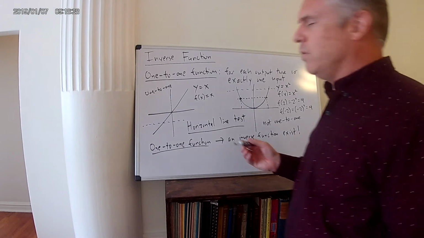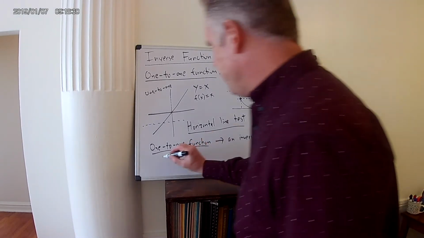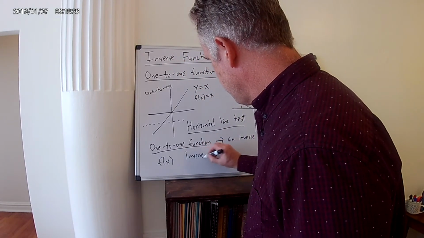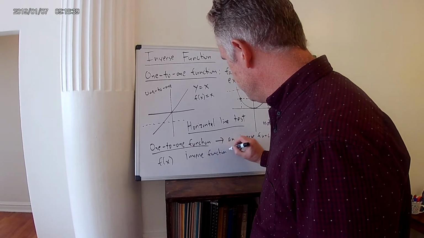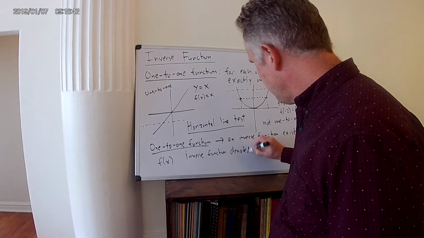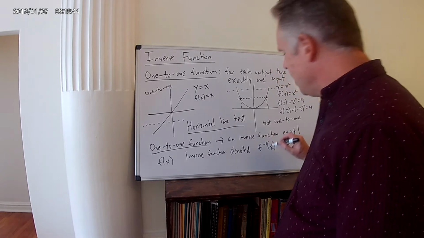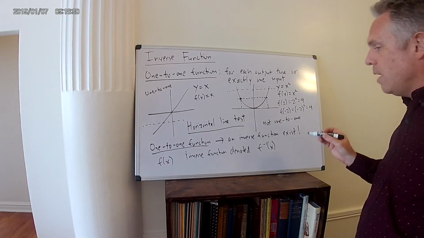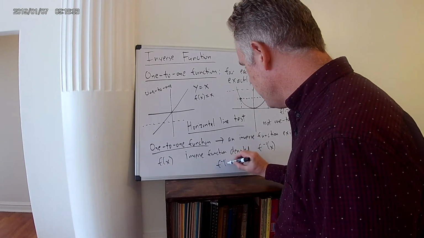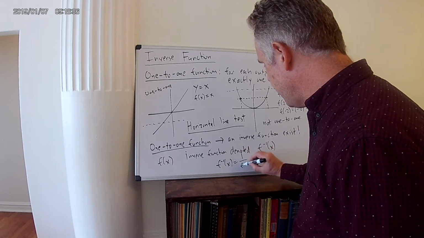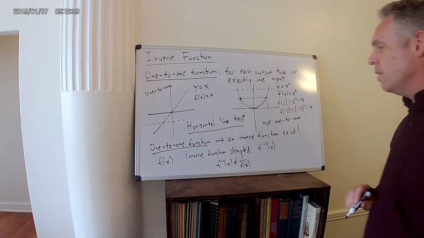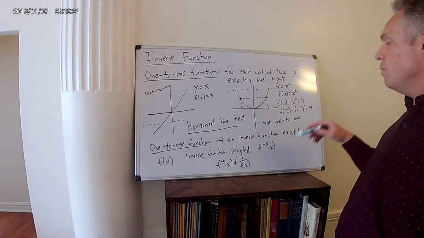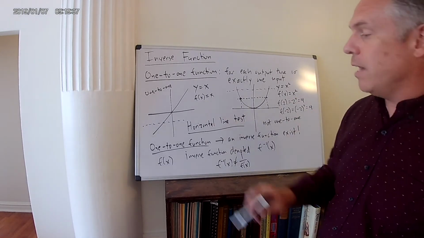Okay, let me talk a little bit about notation. If you have a function f of x, the inverse function is denoted f to the minus 1 of x. That's how we denote the inverse function that corresponds to f of x. Important point: this does not mean 1 over f of x. When we say f to the minus 1 of x, we don't mean 1 over f of x. What we mean is really the inverse function of f of x.